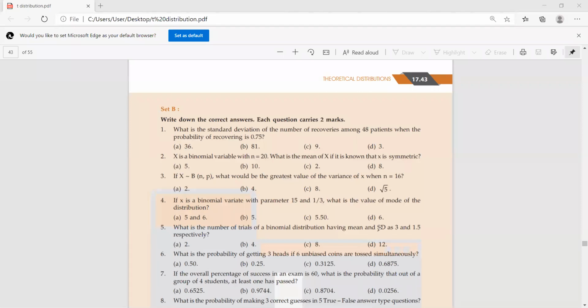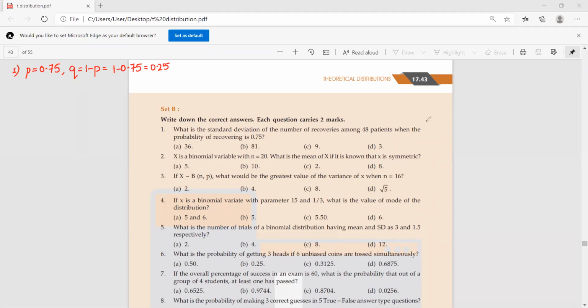What is the standard deviation of the number of recoveries among 48 patients, and the probability of recovery given to you is 0.75. रिकवरी का प्रोबेबिलिटी 0.75 है. सम नंबर 1 करेक्ट. पी दिया गया है हमें 0.75 रिकवरी, तो क्यू क्या हो जाएगा 1 माइनस पी, यानी कि 1 माइनस 0.75 यानी कि 0.25. और हमें पेशेंट्स कितने दिए गए हैं 48.